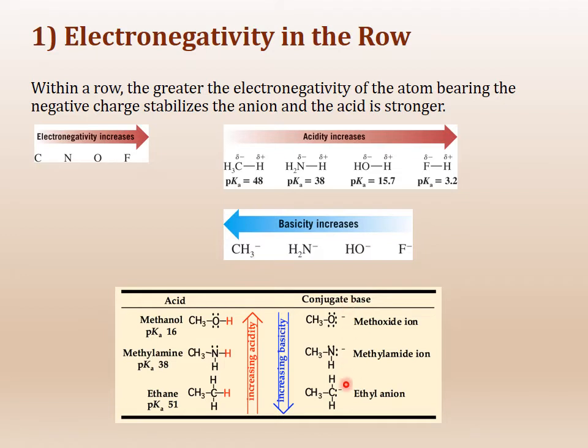Here are some more examples for acids and then the conjugate base. So this is for oxygen, nitrogen, and carbon. Yet again, a little bit different than what we have in this category.